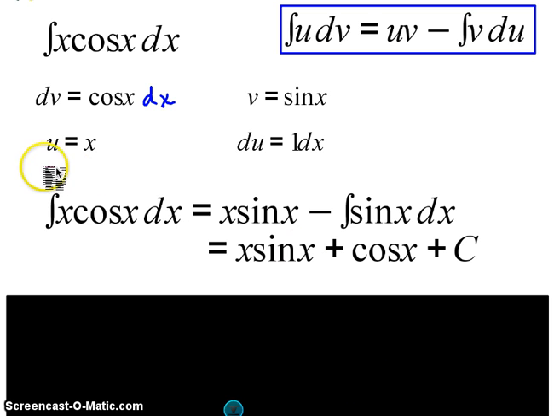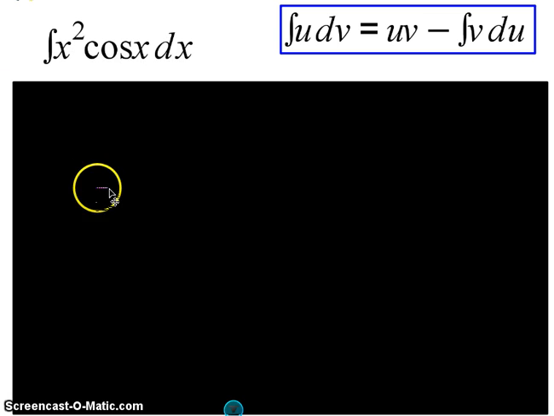So again, this part up here is going to be the, I won't say most difficult part, but it relies on that, and we'll see some examples in class where we select the wrong u and dv and what happens in that case. But let's move on.